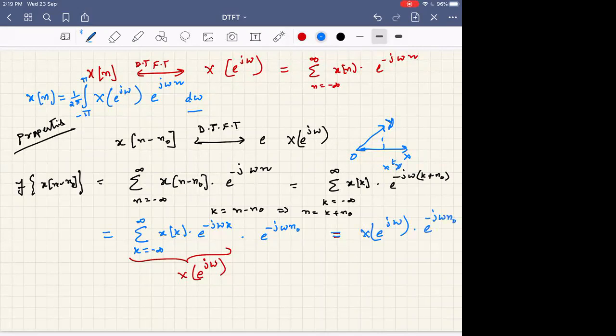So here what should I fill? Minus j omega n naught. Fine. So what is its effect? If there is a delay in the time domain, that means if you are delaying the signal in the time domain, then what is happening in the frequency domain? Can one of you tell verbally? Yeah, tell quickly.